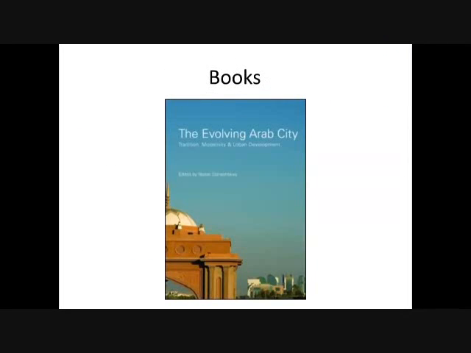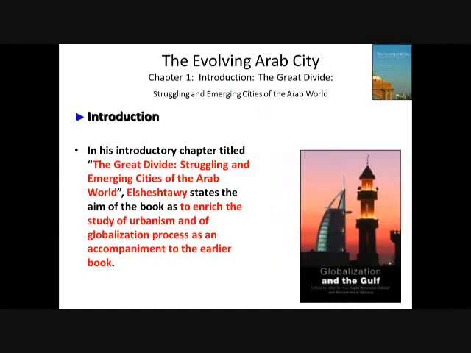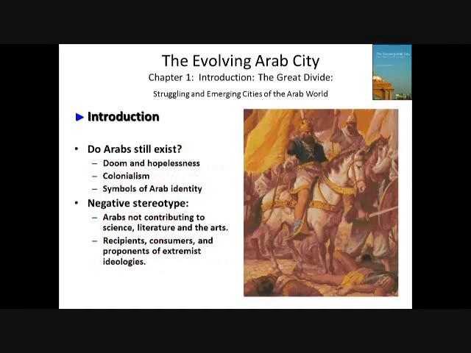The first book is The Evolving Arab City. In this book, he titled the chapter The Great Divide, Struggling and Emerging Cities of the Arab World, where he says that the aim of the book is to enrich the study of urbanism and of the globalization process as an accompaniment to the earlier book that he published. So he poses very big questions in the beginning of the book.